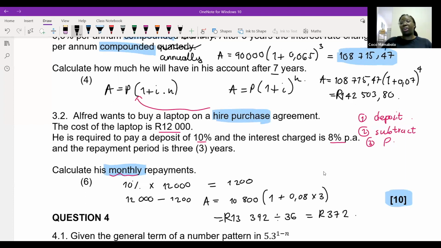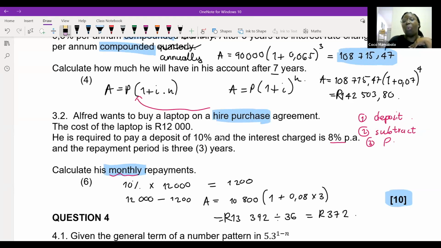All right. Okay, where did we lose you? I'm seeing 2 people say, ma'am, I'm very lost. Please explain. You can put your hand up. I'm happy to explain that section. All of 3.2. Okay, let's follow the process. Give me a yes in the chat. Do you understand that they're charging Alfred a 10% deposit on 12,000 Rand? Give me a yes in the chat.